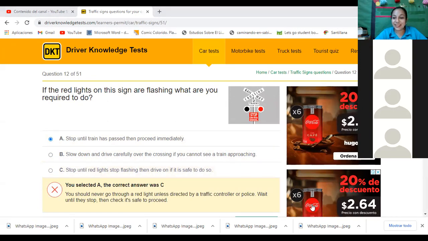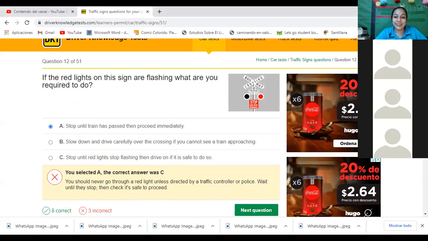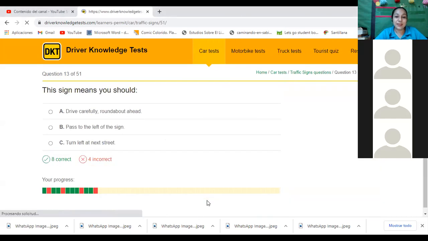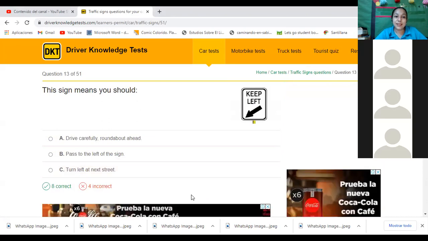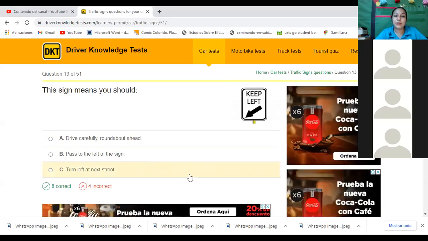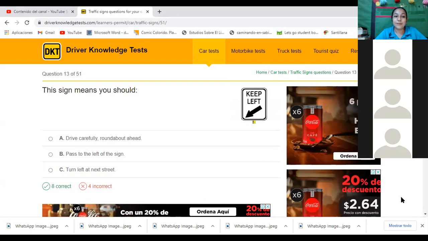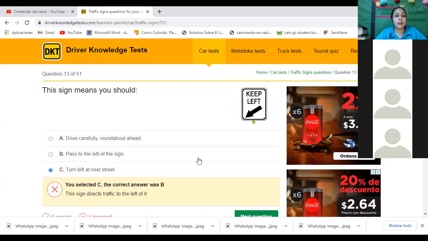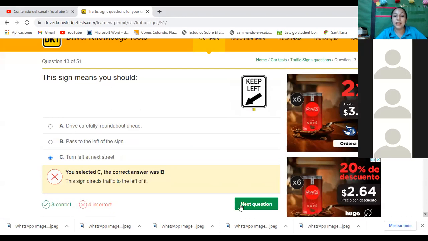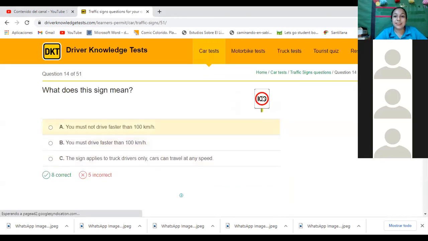Okay, so let's see, next one. Okay, let's check this part. Keep left. This sign means drive carefully, pass to the left of the sign, turn left at next street. Letter C. Okay. Aye, this one is letter B. Okay, pass to the left of the sign. Mm, okay, interesting.